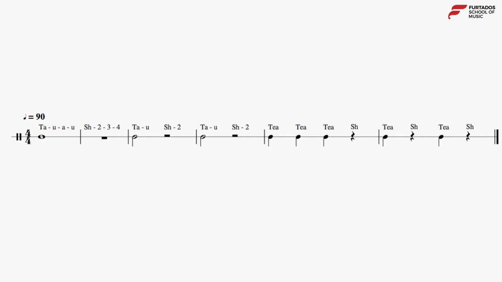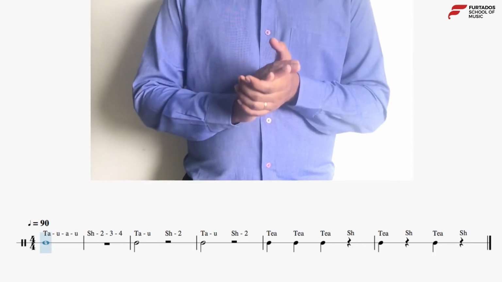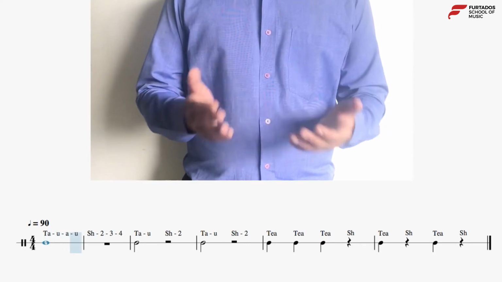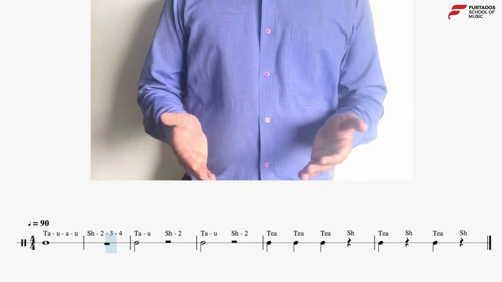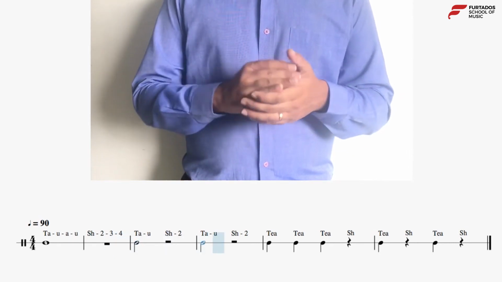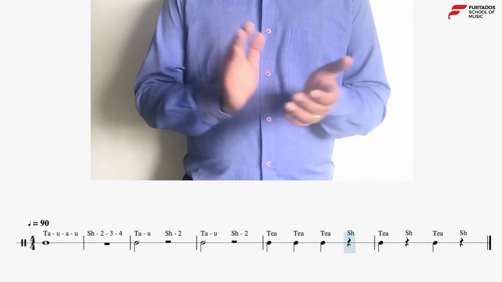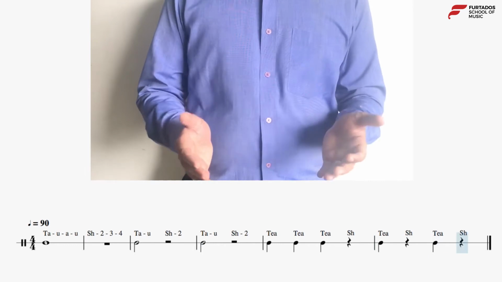How about we mix it up a bit and clap to this rhythm? I'll go first. And ready, steady, ready, listen. Ta, ooh, ah, ooh, shh, two, three, four. Ta, ooh, shh, two. Ta, ooh, shh, two. Ta, ta, ta, shh. Ta, shh, ta, shh.